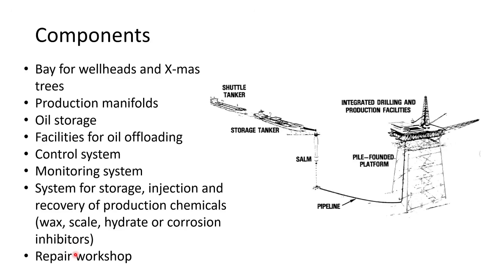Here you see an example. You have a jacket, where you have your offshore structure and your production facilities, but then you have a pipeline, and then you have a facility here in which the tanker connects, and they ship the oil to the market.